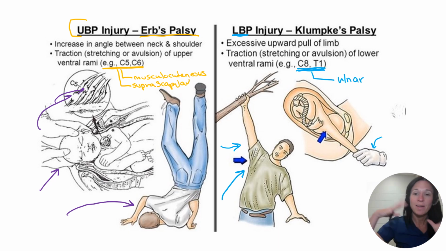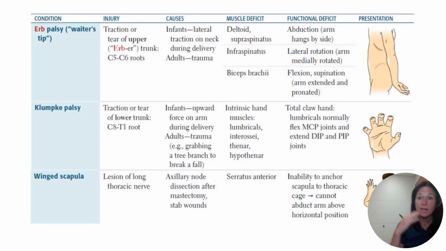All right, so let's look at the specific nerves that are affected, the muscles that are going to be affected, and what we might expect to see in somebody who has suffered either an upper or lower brachial plexus injury. Here we can see our different conditions due to brachial plexus injury. And now let's take it a step further and see muscles that might be affected and the presentation. So Erb palsy, again, due to excessive separation between the shoulder and the neck. This is upper brachial plexus injury. So superior trunk, C5, C6, ventral rami.